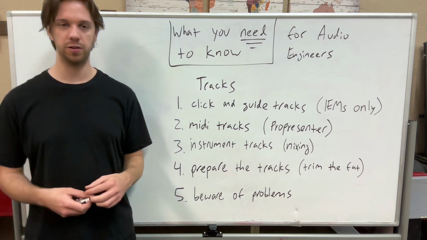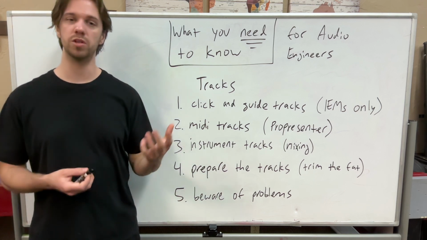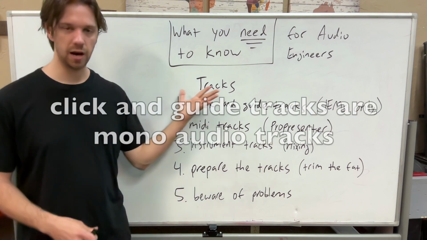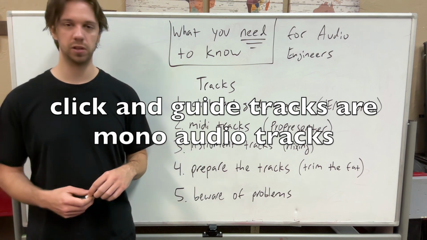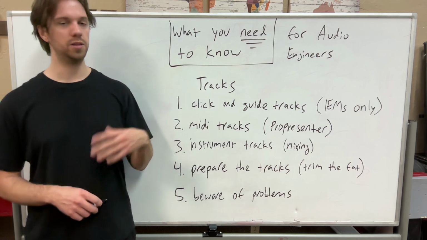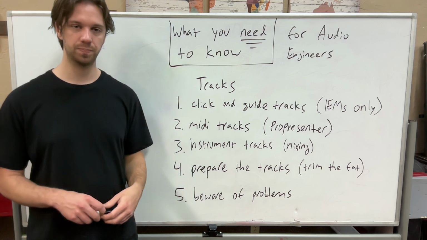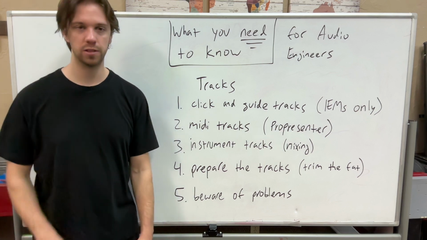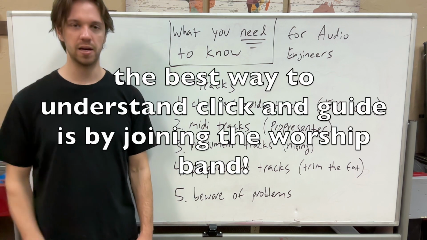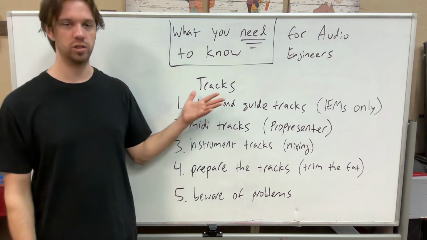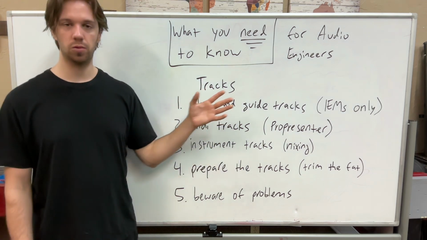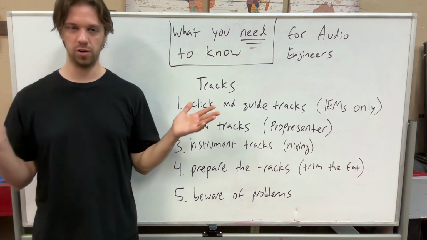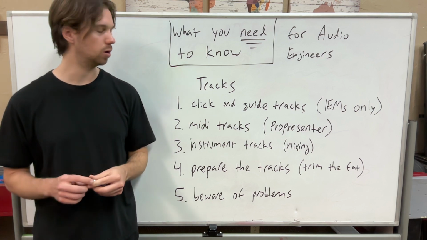Now, let's talk about the kinds of instruments and the kinds of tracks that we receive from the DAW. The first kind is the click and the guide tracks. These are two separate tracks. The click is a metronome that counts in time along with the time signature at a certain tempo. Guide is a little voice that says verse, chorus, bridge, breakdown, build. It gives instructions to the band. Click and guide tracks only come through the band's in-ear monitors, and you don't want to hear them in the main mix. Hopefully that's obvious.